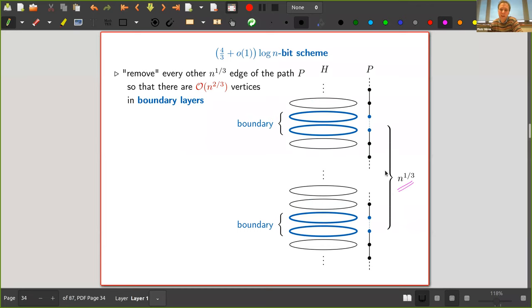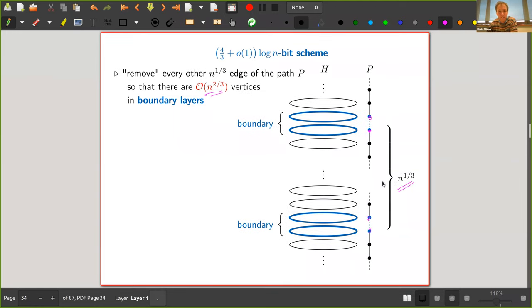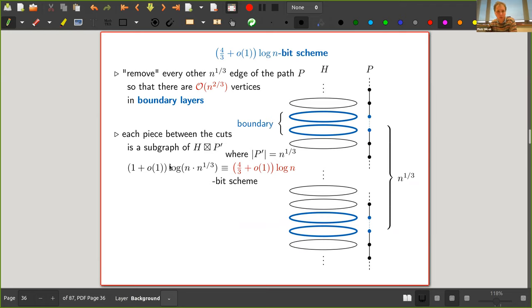Now when we do it, we have some boundary copies of H, which are related to the vertices where the edge was removed. What I want here is that the sum of the sizes of these boundary copies, layers, I put it here in the slides, is at most n to the 2/3. Because we have n to the 1/3 options where to put the cut, we can find a cut where the boundary is of size n to the 2/3. And then it's relatively straightforward what to do next.